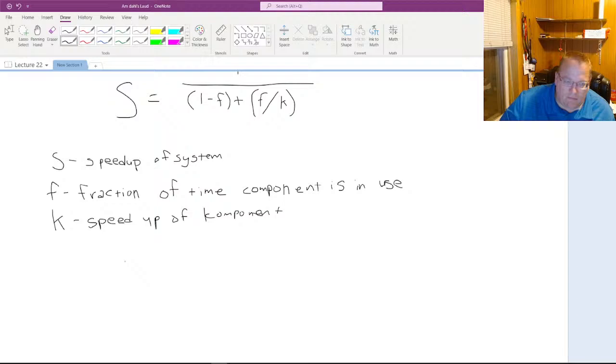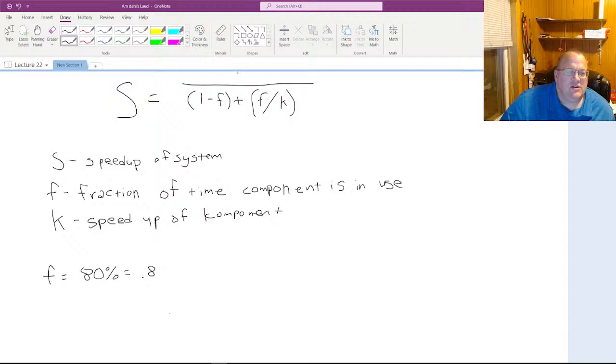All right, let's come back here and talk about this. Let's just say, for the sake of an example, I've got a new processor, and that processor is being used, say, 80% of the time. So I'm going to consider this processor. It's being used, so F equals 80%, or 0.8.